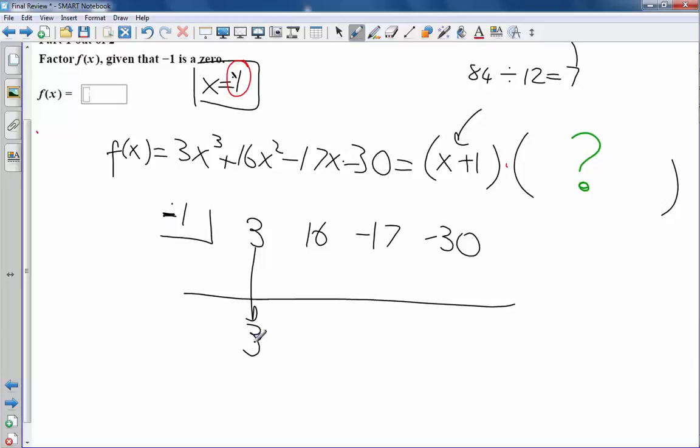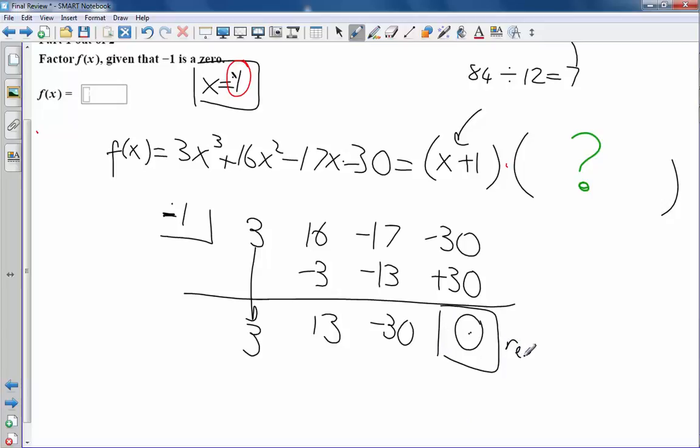Okay? So minus 1 times 3 is minus 3. This makes 13. Minus 1 times 13 is minus 13. This makes minus 30. Minus 1 times minus 30 is positive 30. Total is 0. Okay, I'm relieved to see 0. Why? If you get a non-zero item here, this is the remainder, by the way, that means you did something wrong. I got 0, so I know I'm on the right path. Because I know this guy divides it, so I must get 0 remainder if it's fully divisible.